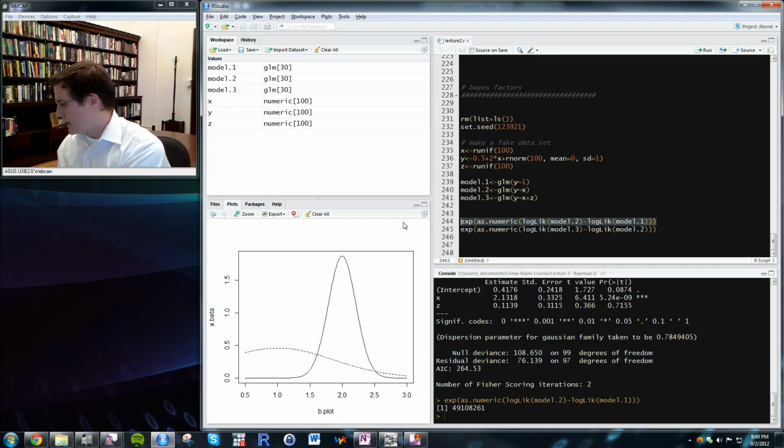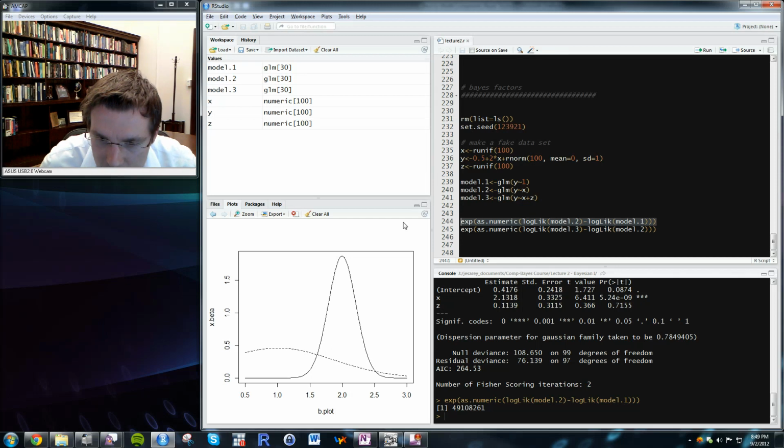And I'm looking at Jackman right here. And Jackman, referring to Jeffreys, says that a number between 1 and 3 is barely worth mentioning. A number from 3 to 12 is positive. A number from 12 to 150 is strong. And a number bigger than 150 is very strong. What is this? Something like 49 million? Yeah, 49 million. I'd say that's pretty strong evidence in favor of model 2.